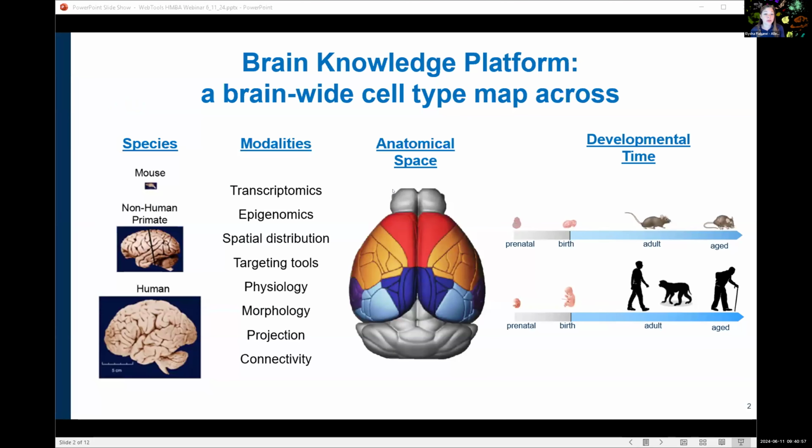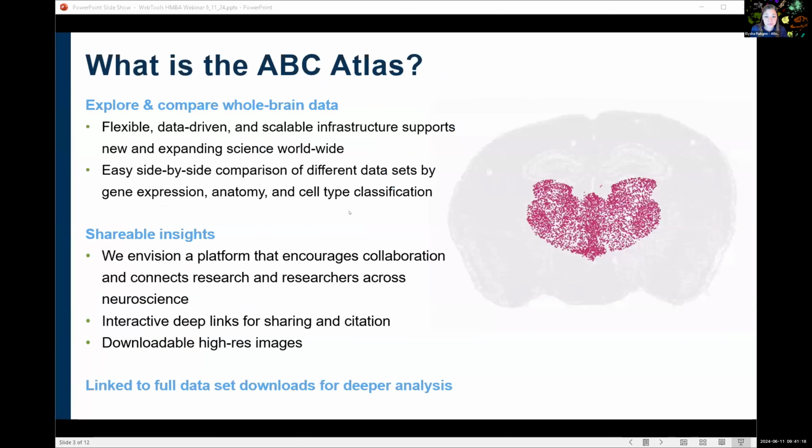So we've created what we call the Brain Knowledge Platform here at the Allen Institute. It really is designed to connect data across species, modalities, anatomical space, and developmental time, and create a set of tools that allow users to engage with the data and discover new insights.